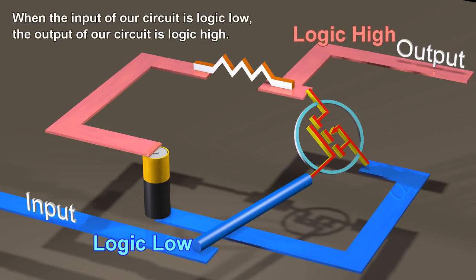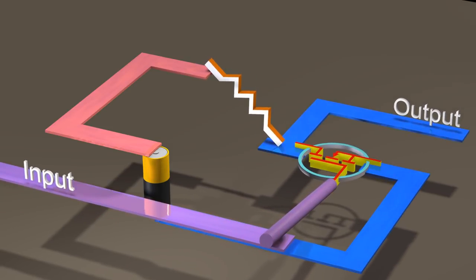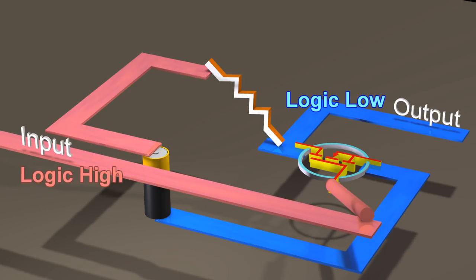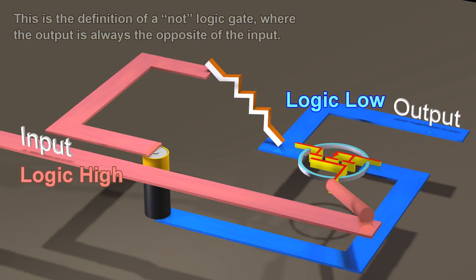When the input of our circuit is logic low, the output of our circuit is logic high. When the input of our circuit is logic high, the output of our circuit is logic low. This is the definition of a not logic gate, where the output is always the opposite of the input.